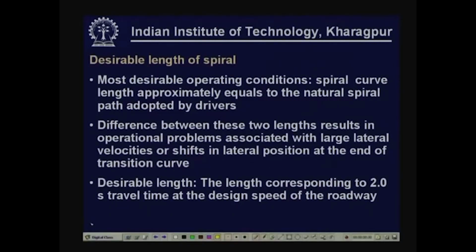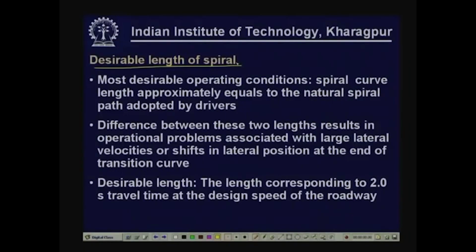Now, there is something called the desirable length of spiral. We have talked about minimum and maximum, now it is the desirable length of spiral. Now, why this desirable length? The most desirable operating conditions are where the spiral curve length approximately equals the natural spiral path adopted by drivers. I have indicated a number of times that the driver's natural driving path is also a spiral. So, one is the driver's natural spiral path and its length, and the other is the spiral length that we are providing for design purposes. If both these things are matching, that is the most desirable operating condition.